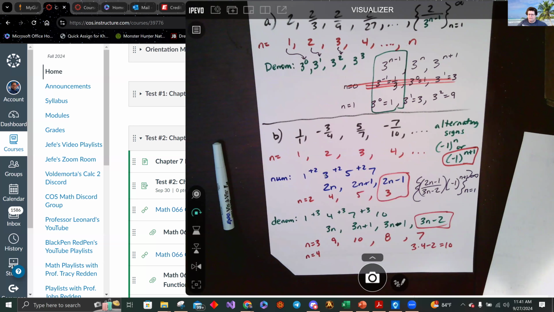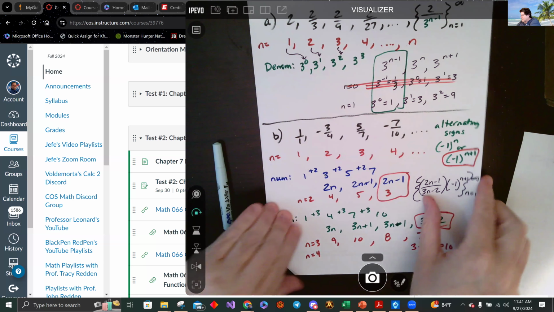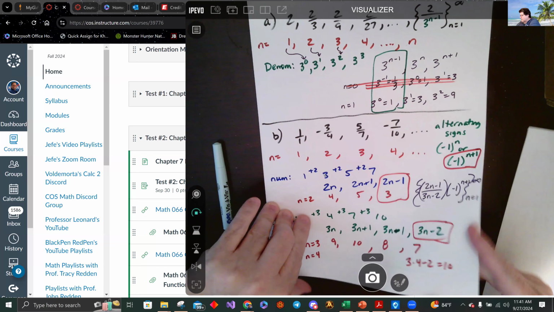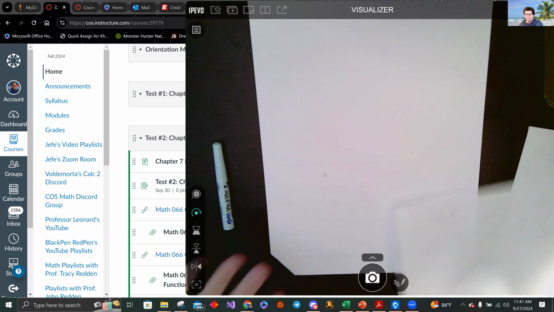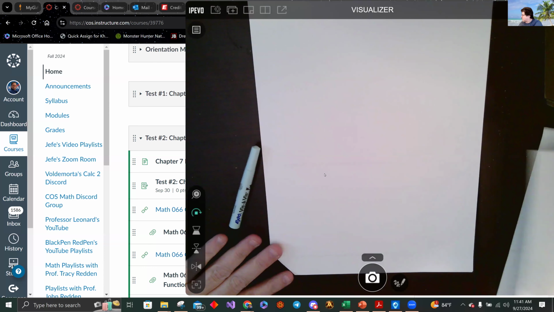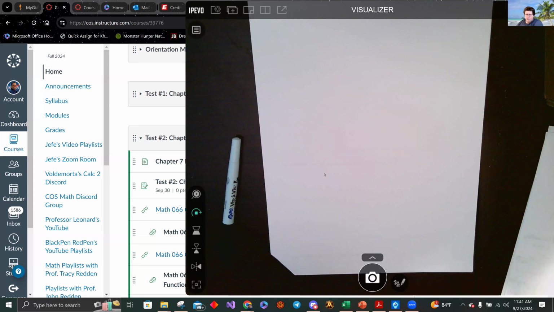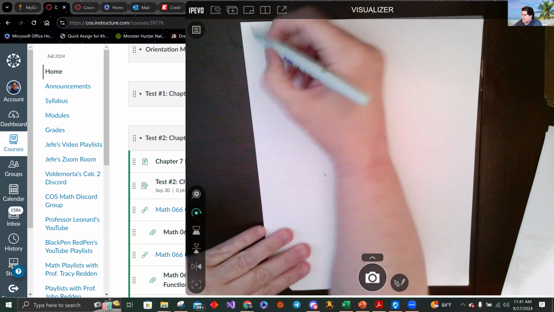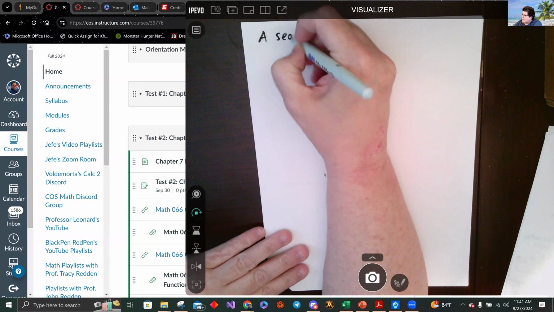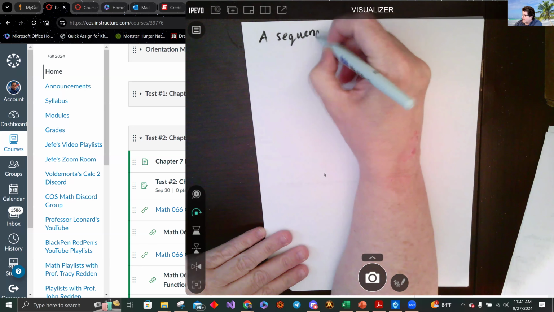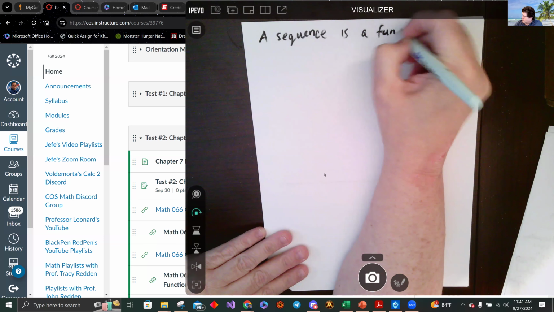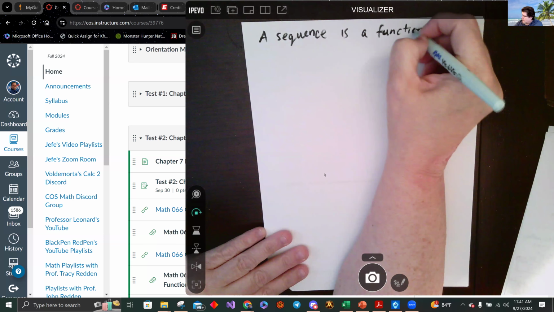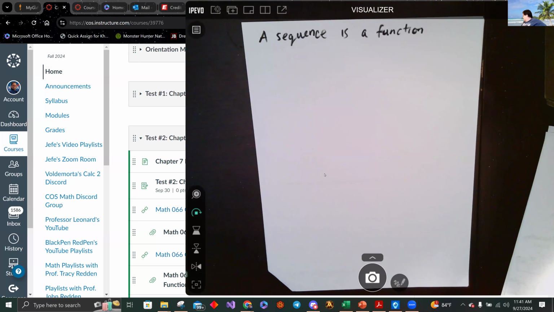All right. Keep going with this. So a sequence is a function. And again, another dead black pen. Let's try another.